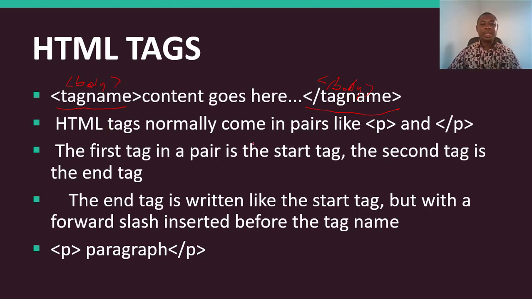So HTML tags normally come in pairs, like we have the P open, and that will be the close. The first tag in the pair is the start tag, the second tag is the end tag. The end tag is written like the start tag, but with a forward slash inserted before the tag name. So you can have a typical example, this one.